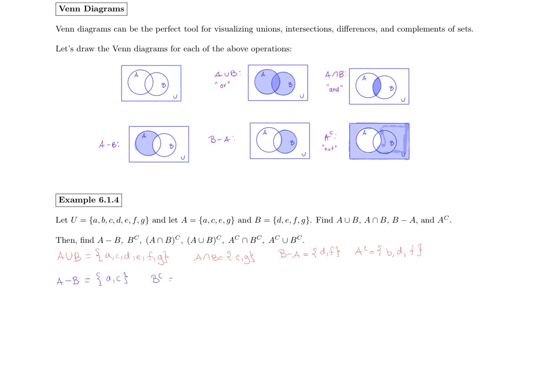If we look at the complement of B, it's going to be all of the elements in the universal set that are not in B. So A, B, and C, well, we have D, E, F, and G. Oh, well, that's it then, just A, B, and C.